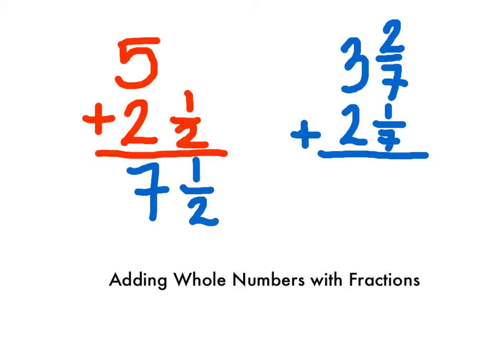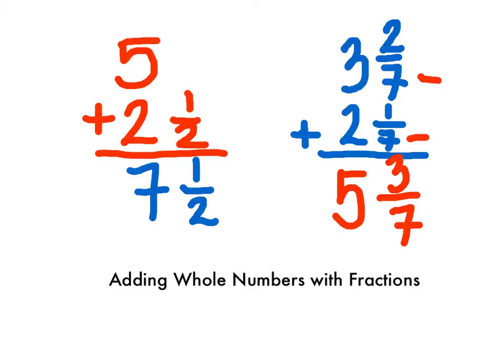Let's look at 3 2/7 plus 2 1/7. When adding my fractions, I need to make sure that the denominators are the same, and they are both 7. So my denominator stays the same. Then I add my numerators. 2 plus 1 is 3. Now I'm going to add my whole numbers. 3 plus 2, which is 5. 5 3/7 is your answer.